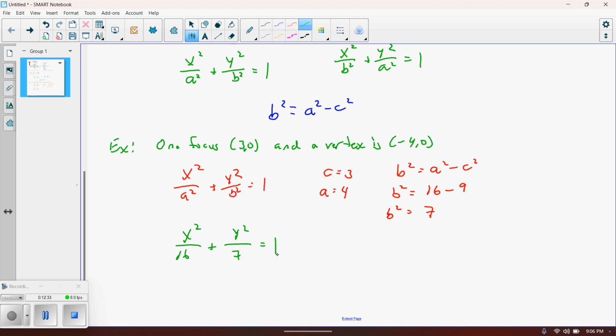And we're not going to worry about sketching this one right now. We'll do that with a later problem, probably the next one, actually. All right, so let's take a look at another example.